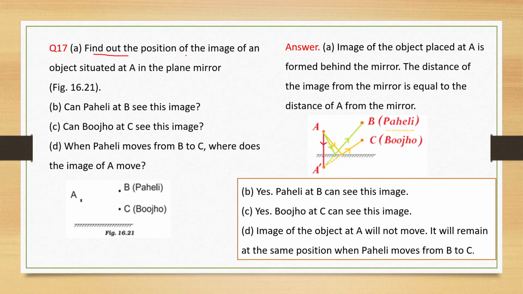Find out the position of the image of an object situated at A in the plane mirror according to this diagram. Then B part of this question, can Paheli at B see this image? C part, can Bujo at C see this image? And D option, when Paheli moves from B to C, where does the image of A move?